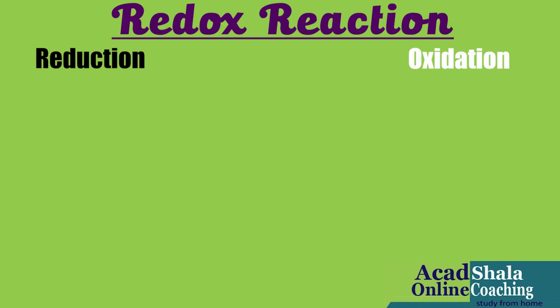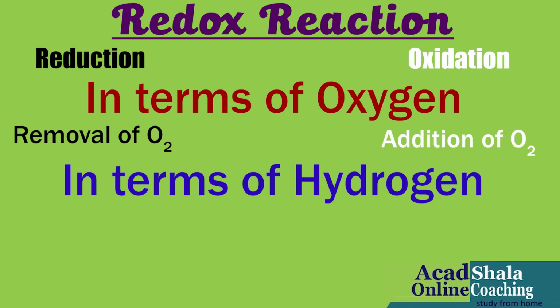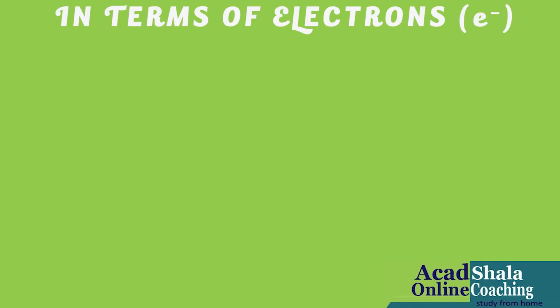Now you must have also studied redox reactions in terms of oxygen and in terms of hydrogen. Let us revise. Whenever we talk about reduction in terms of oxygen, reduction is removal of oxygen and oxidation is addition of oxygen. When we talk about it in terms of hydrogen, reduction is addition of hydrogen and oxidation is removal of hydrogen. So these are the first 2 points under redox reaction.